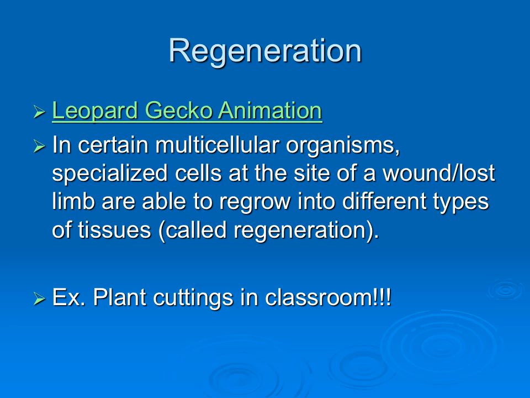So in certain multicellular organisms, there's specialized cells at the site of a wound or a lost limb, and these are able to regrow into different types of tissues, and this is what's called regeneration. Examples that are in the classroom are the plant cuttings that are on the low lesson table that are sitting in a glass of water. So I broke those off of a big plant and set them in water, and they are regenerating themselves.